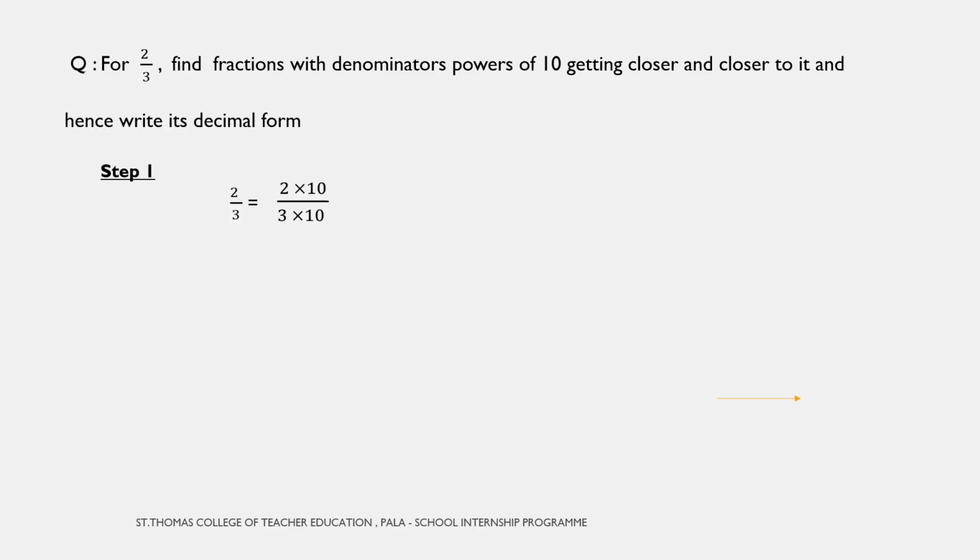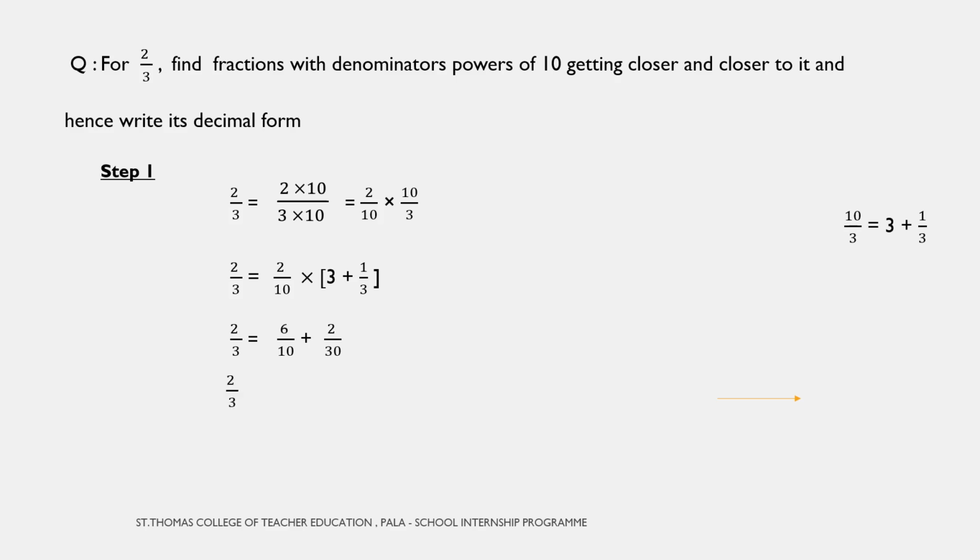Yes, writing 2 by 3 as 2 into 10 by 3 into 10. That is multiplying numerator and denominator with 10. What was the second step? Yes, splitting the fractions into 2 by 10 and 10 by 3 and then multiplying. Again, what was the next step? Yes, dividing 10 by 3 and finding its answer as 3 plus 1 by 3 and replacing 10 by 3 as 3 plus 1 by 3. Very good. Then we are applying distributive property and we get 6 by 10 plus 2 by 30.